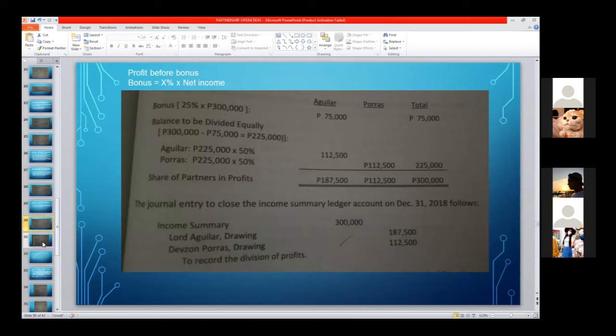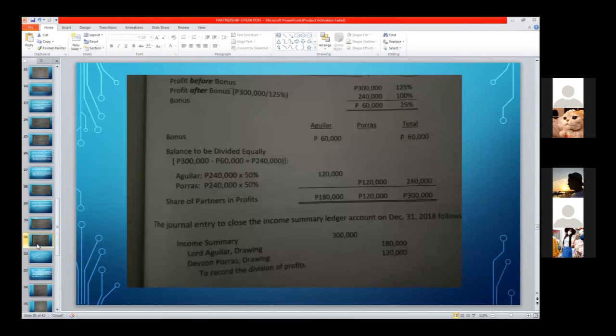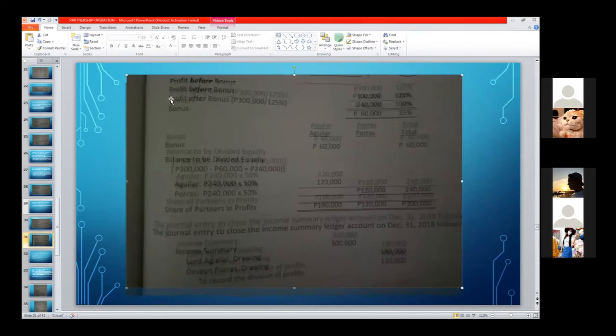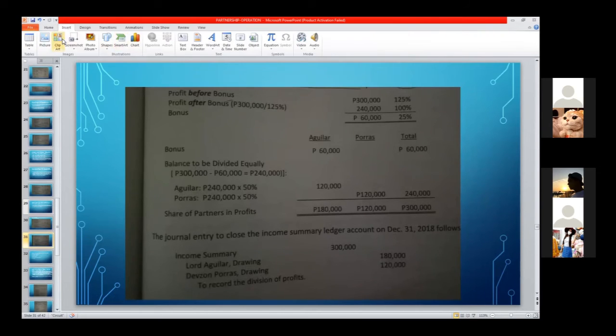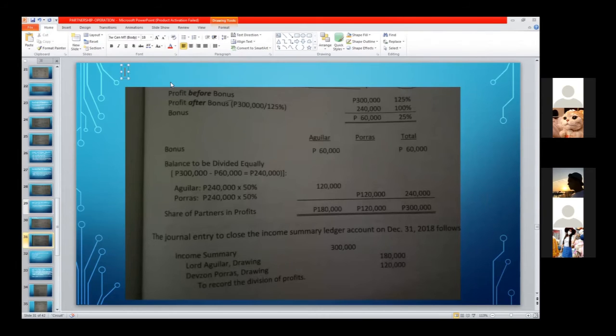Pero kapag after bonus na, doon na magkakaiba. So assume instead that the Aguilar and Porras partnership agreement provided for a bonus of 25% of profit after bonus naman 'to. Ito na yung after bonus, yung medyo nakakalito, kasi maski ako nalito dati. Lagay natin dito: profit after bonus. Pag sinabing profit after bonus, ito yung profit after na ibawas natin yung bonus.